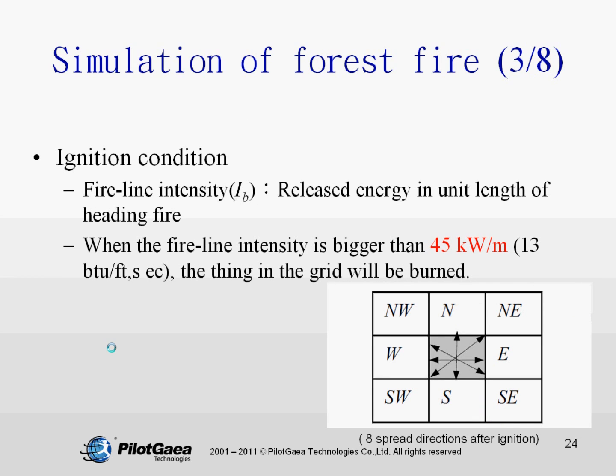After the completion of spread rate, the system needs to determine if the thing in this grid will be burned. This is mainly decided by the fire line intensity. When the intensity is bigger than 45 kilowatt per meter, the thing in this grid will be burned.